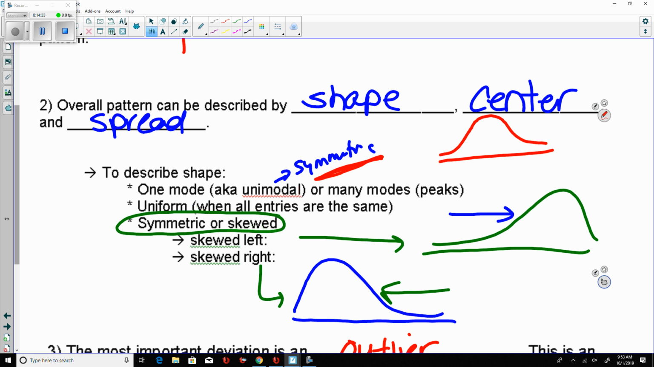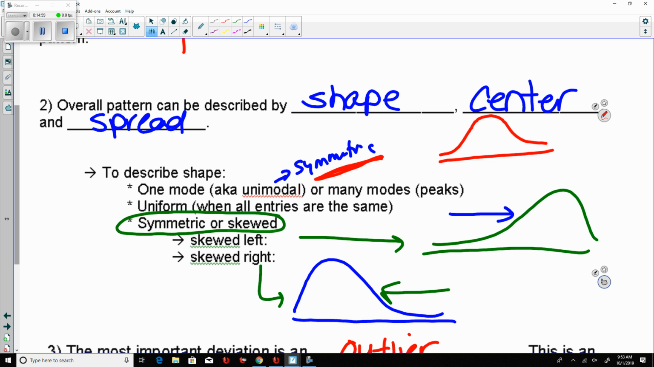Okay, uniform when all entries are the same, that's your top right on page 73. Everything's the same. You know what you do there? That's like if you roll a die, 1 through 6. What's the probability you get a 1? 1 out of 6. What's the probability you get a 2? 1 out of 6. Probability you get a 3? 1 out of 6. They're all the same. All their probabilities are the same.